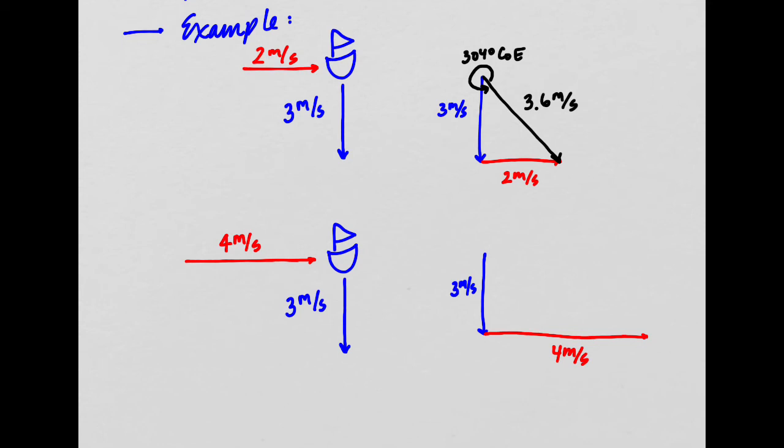Okay, so our resultant is going to look different. It's going to have a different magnitude, and it's going to have a different direction. Specifically, it would be 5 meters per second at 323 degrees counterclockwise of east. So we see here that our resultant has changed, right?